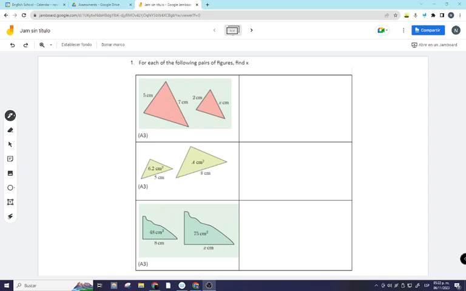Hello, in this video we are going to solve some exercises related with areas and volumes of similar figures, and we are going to widely use the concept of scale factor. So let's go ahead and start solving the first one.